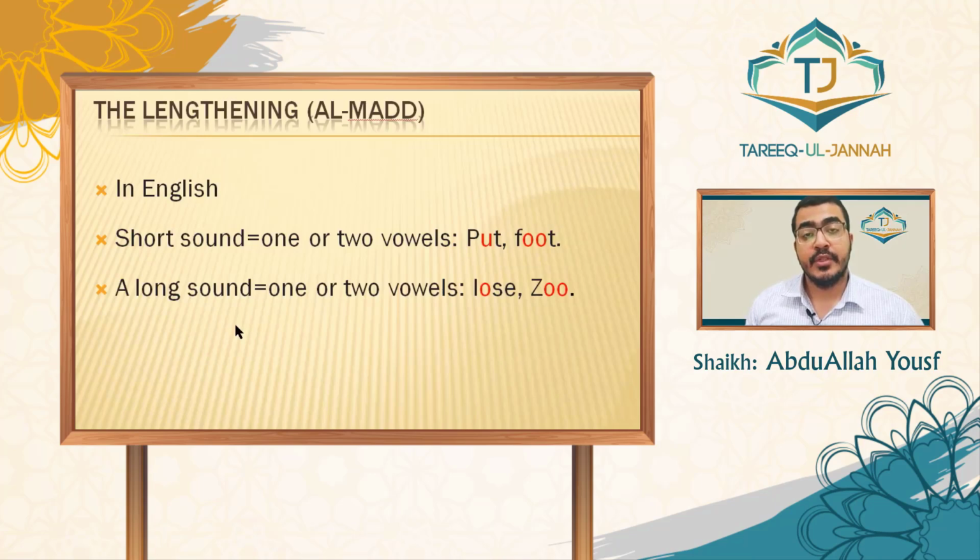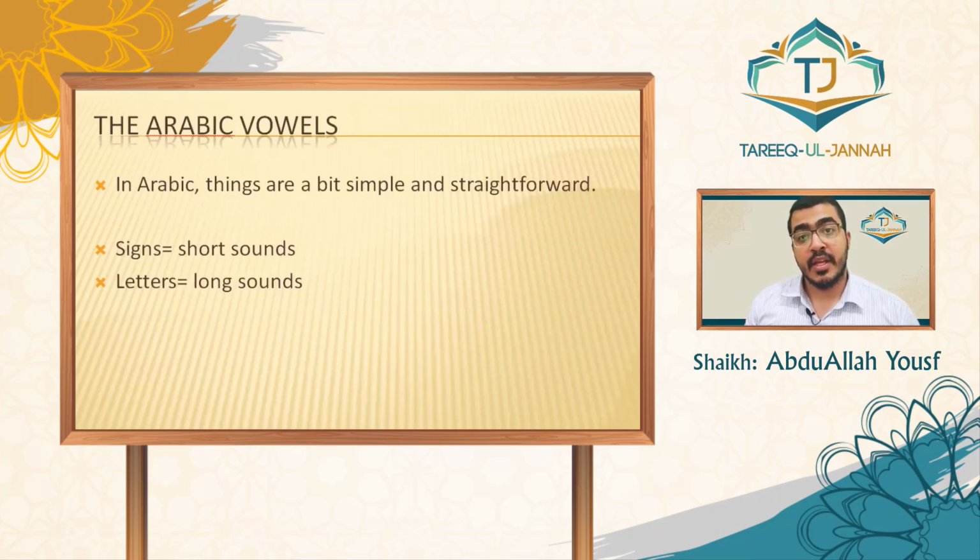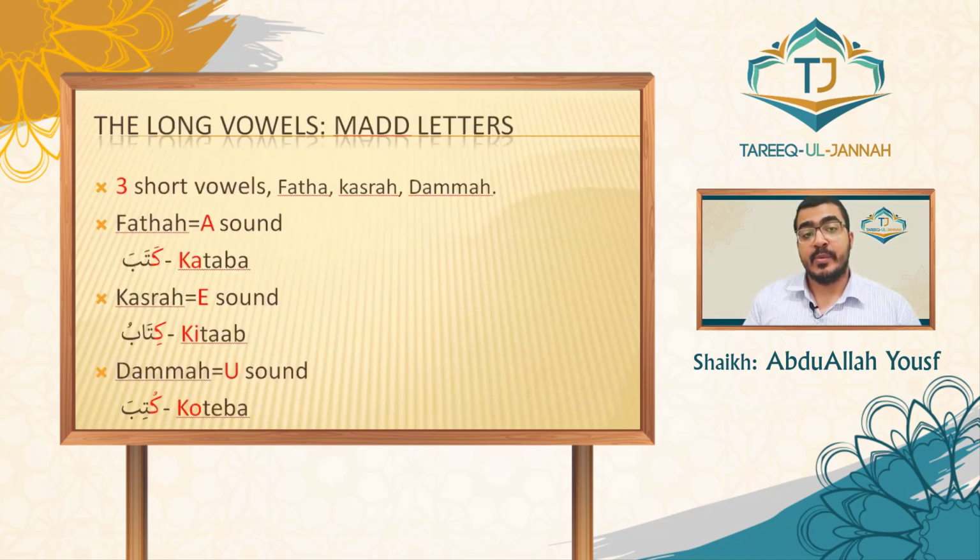In Arabic, there are 3 short vowels and 3 long vowels. The 3 short vowels are fatha, kasra, and dhamma. Fatha always comes on top of the letter and it gives it the sound a. And it's also very short. So when you say, for example, kaf fatha, it becomes ka, kataba.